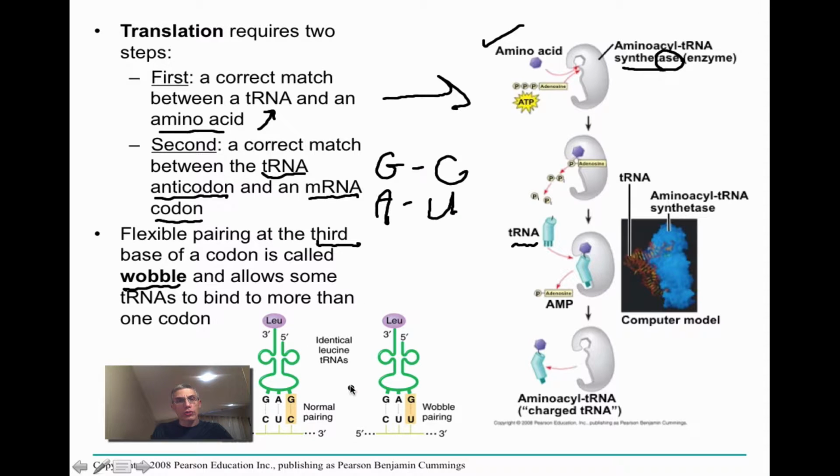And so down here towards the bottom, you're going to notice that we have two transfer RNAs. Both of them are carrying the amino acid leucine, but if you notice, the normal pairing would be GAG, so we would have CUC, but if we look at that third base pair, there's going to be a little bit of wobbling occurring. And so in this case, we get the G actually pairing with a U.